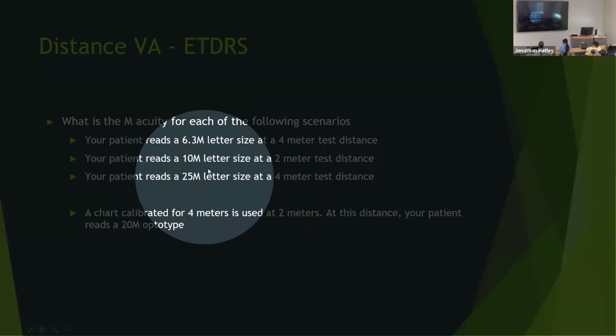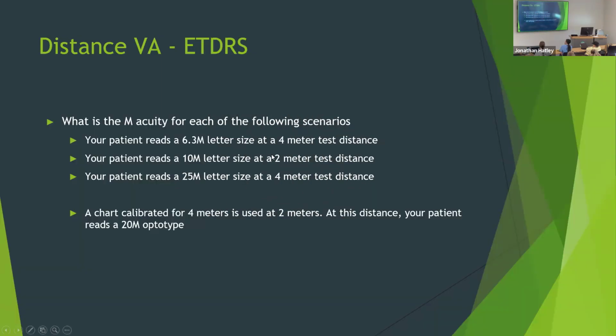What about this last one? We'll skip the second one. No, let's do the second one since it's a different distance. Patient read the 10M letter size at 2 meters. What's your acuity there? 2/10M. Exactly right. So we don't do any conversions or anything like that. Everything will be made up, and you can see how the optotype changes if you convert it to Snellen. We don't convert any of the M acuities.